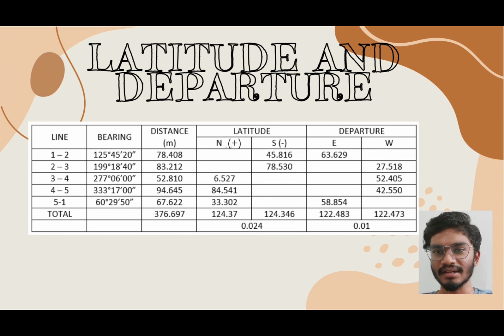After calculating everything, the total for north I got 124.37, and for south I got 124.346, and I deduct both of them, I got 0.024, which we're going to use for the next calculation. And for the departure, the total for east I got 122.483, and for west the total I got 122.473, and the difference I got is 0.01.